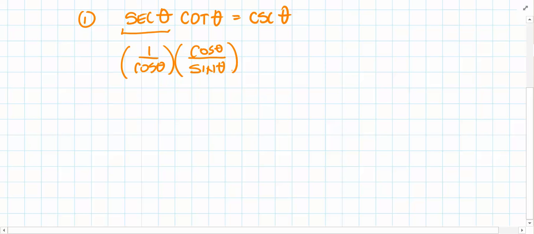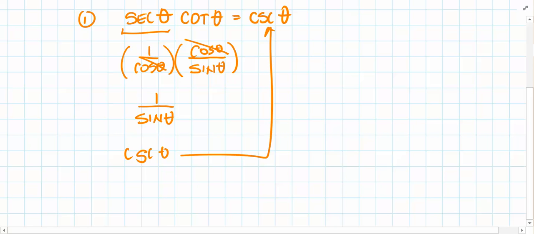All right? So I have 1 over cosine times cosine over sine. Does anybody see anything nice that happens here? Yeah, very good. The cosines cancel out, leaving me with a 1 divided by a sine theta. 1 divided by sine theta, according to our reciprocal identity, is equal to cosecant of theta, which is exactly what we were trying to prove.